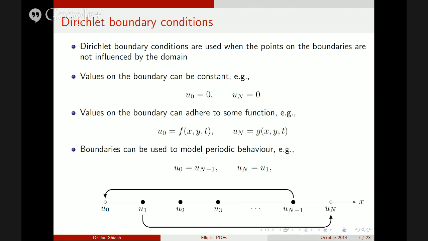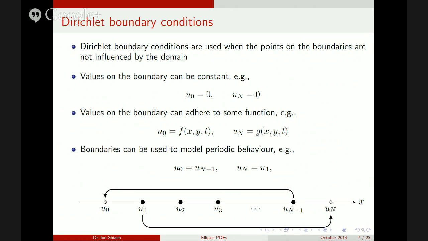So the values could be constant. Now, last week we used constant values of 0. So if u0 and un are my boundary nodes, you could set them to always be equal to 0. Whatever happens within the solution, within the computational nodes, with Dirichlet boundary conditions, we could say they're always going to be equal to 0, totally independent of the solution.